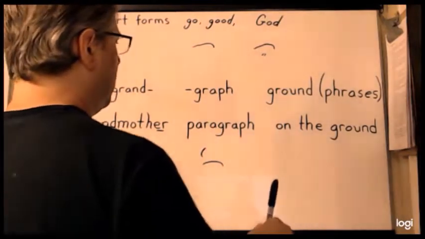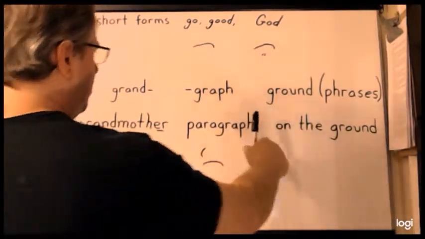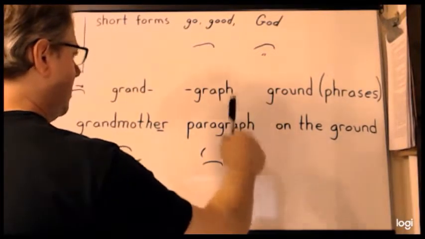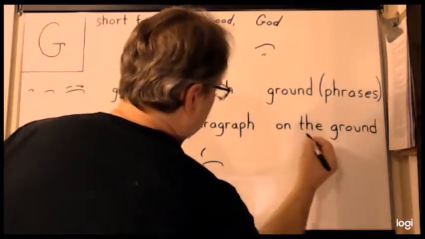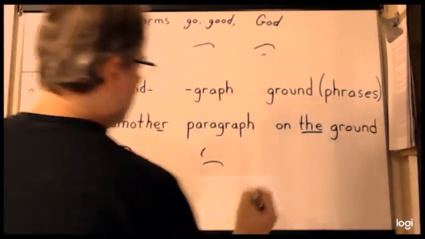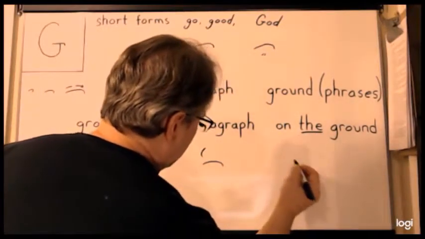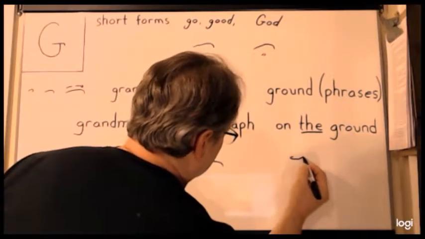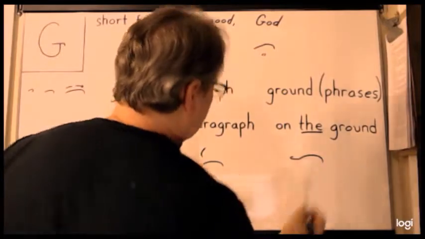The letter G in phrases represents the word ground. And we will write the phrase on the ground. We will omit the word the. So we're just going to basically write on ground, which is O-N, and then the G representing the word ground.